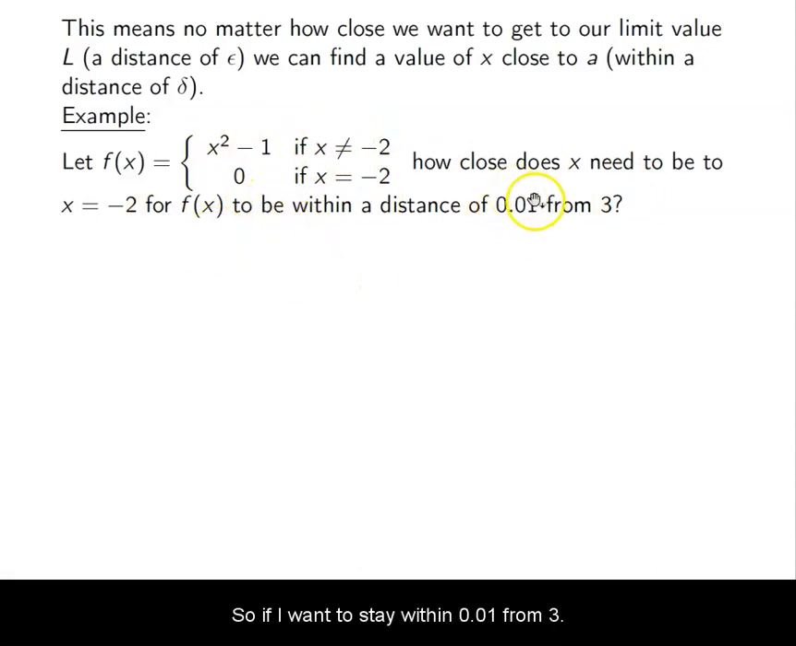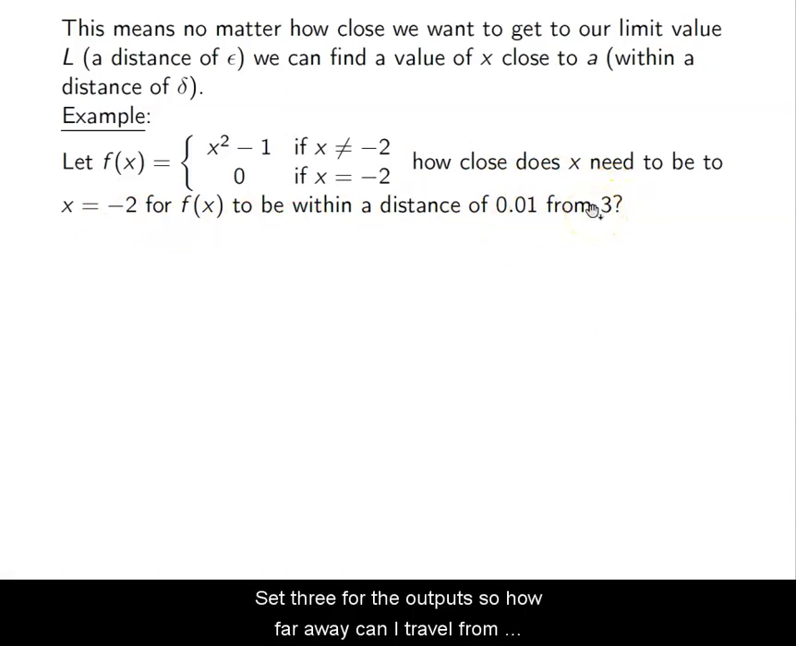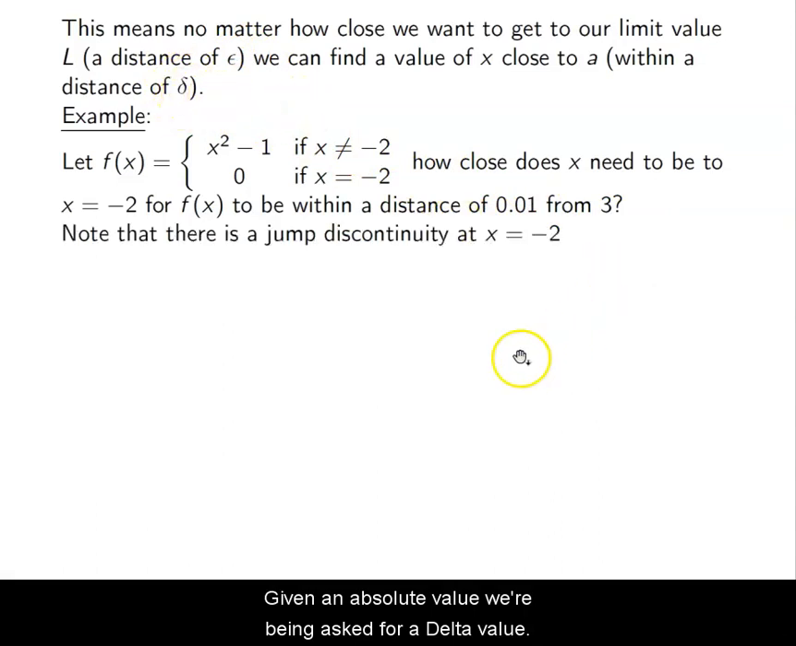So if I want to stay within 0.01 from 3, how far away can I travel away from -2 to make sure that I stay within 0.01 to 3 for the outputs? So how far away can I travel from my inputs to stay this close to my limit value of 3? Okay, so we're given an epsilon value, we're being asked for a delta value, right?